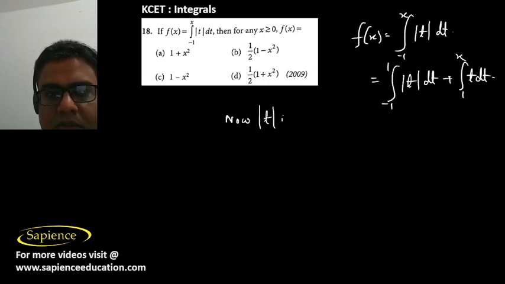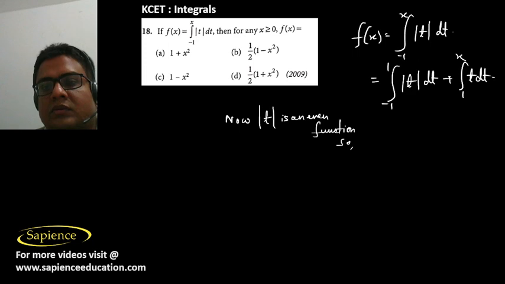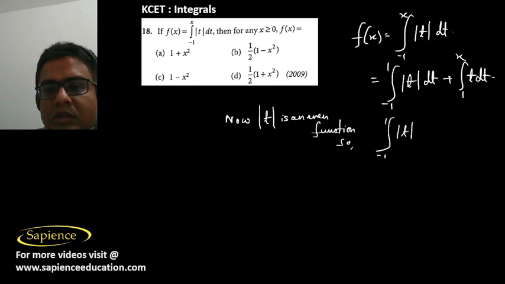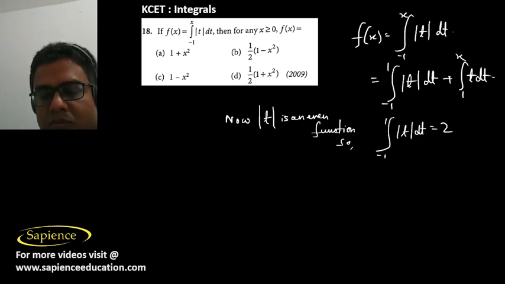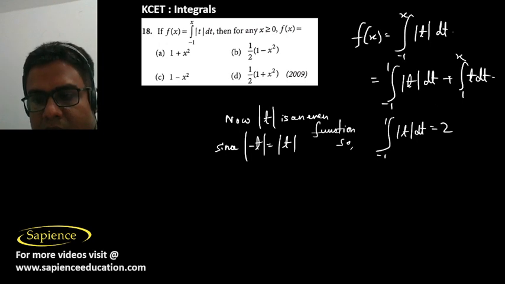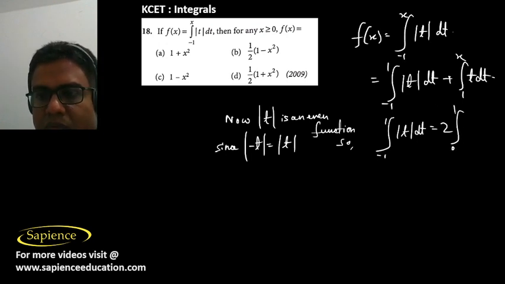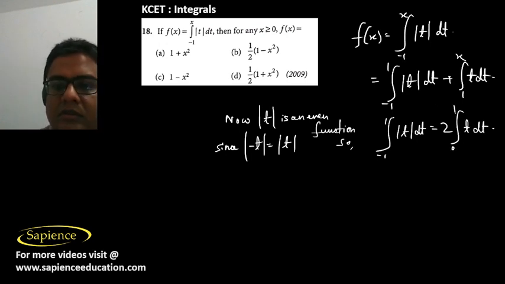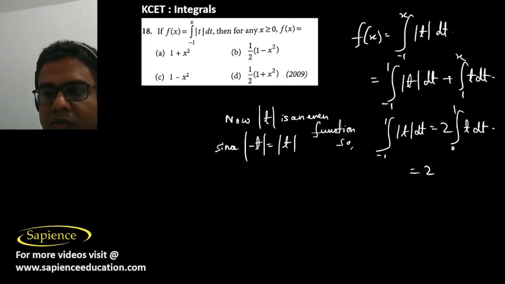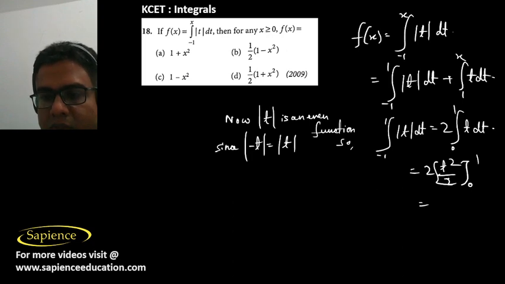Mod t is an even function. So the integral from minus 1 to 1 of mod t dt is equal to 2 times the integral from 0 to 1 of t dt, since we know that mod of minus t is equal to mod of plus t. That will be 2 into t square by 2, going from 0 to 1. So this will be 2 into 1 by 2, that is 1.